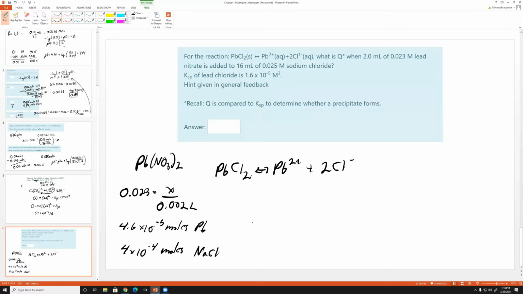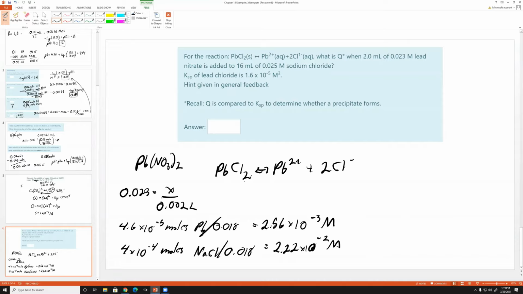Now we can find the new concentrations by dividing by the new volume, which is 18 milliliters, so 0.018 liters, and the same thing with the NaCl. So our new concentration is 4.6 times 10 to the negative 5th divided by 0.018, which is 2.56 times 10 to the negative 3rd molar. And then for chloride, we have 2.22 times 10 to the negative 2 molar.